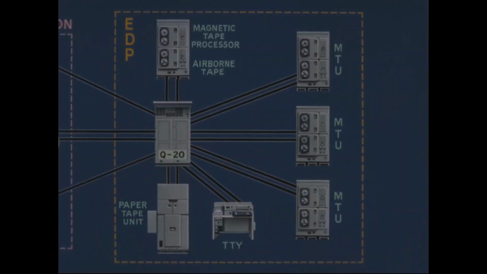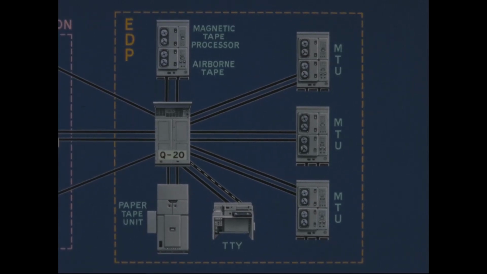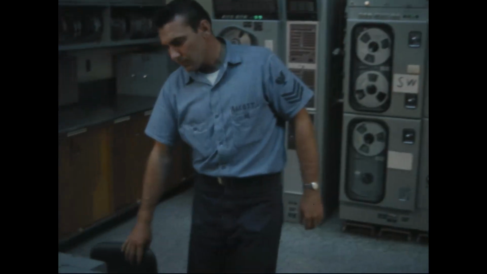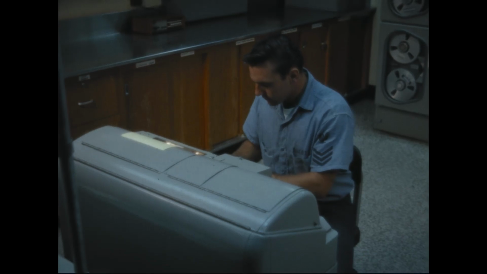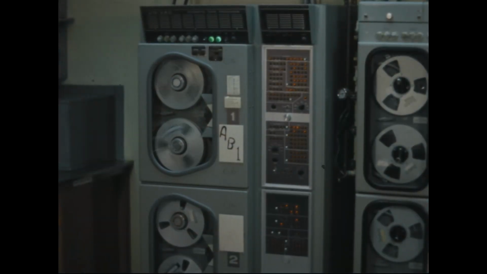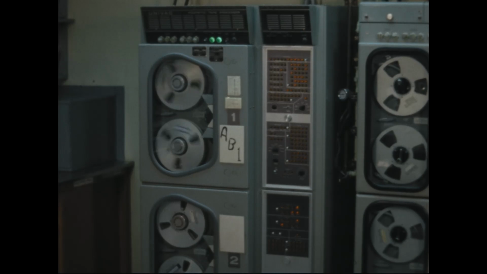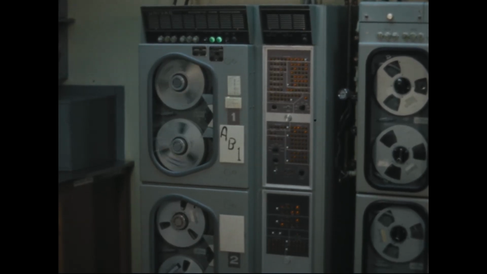Through teletype to computer communication, the Q20 requests proper mounting of scan word and airborne tapes and receives confirmation from the EDP operator. When the EDP operator tells the computer the tapes are mounted and ready, processing starts. It consists essentially of sorting scans from the same emitter and is carried out in 3 steps.